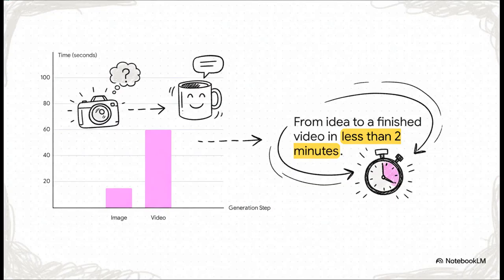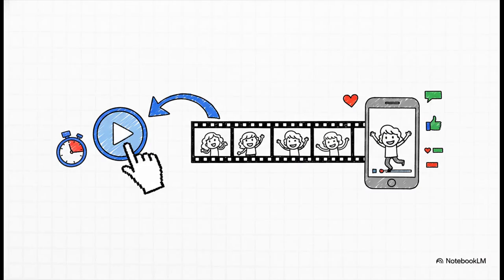Now, you might be thinking this whole process sounds a bit long, but it's incredibly fast. Generating the image, that takes maybe 15 seconds. And the final animated video, that takes about a minute. You can literally go from a simple idea to a finished piece of content in less than 2 minutes. And that's it. You hit Generate, the AI does all the heavy lifting for you, and out pops a finished, viral-ready video. All done with 2 free tools in just a couple of minutes.